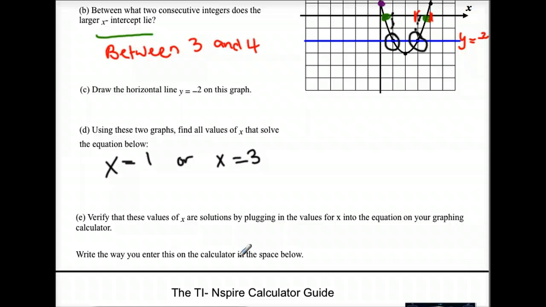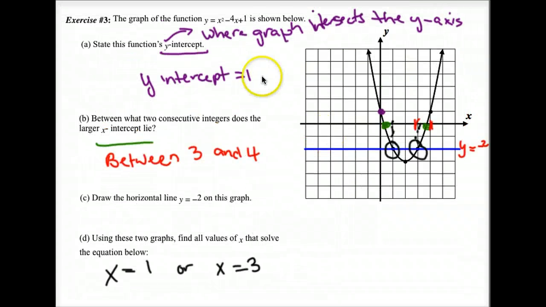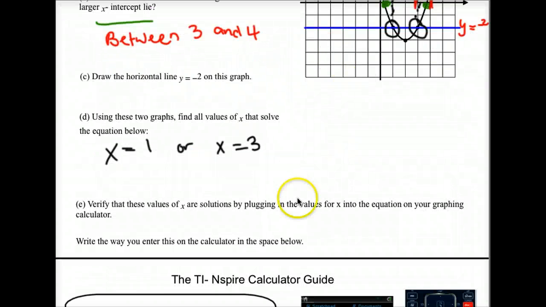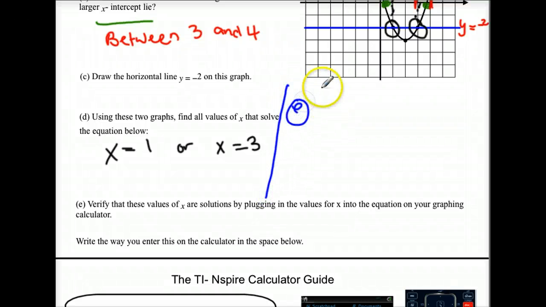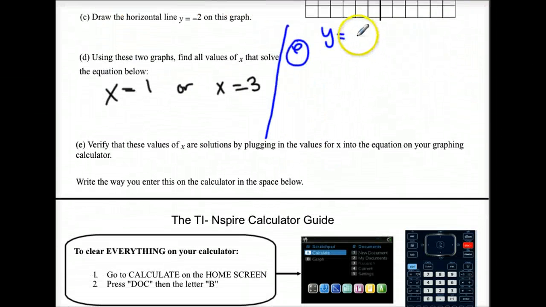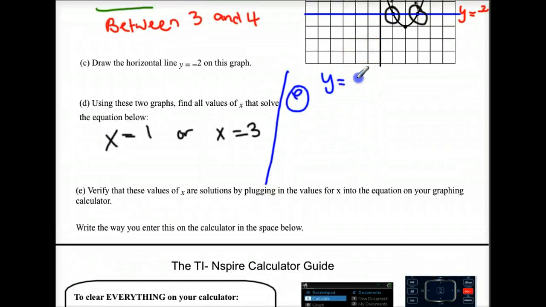Verify that these values of x are solutions by plugging the values of x into the equation on your graphing calculator. Write the way you enter this on your calculator below. So remember my original equation up here was y equals x squared minus 4x plus 1.